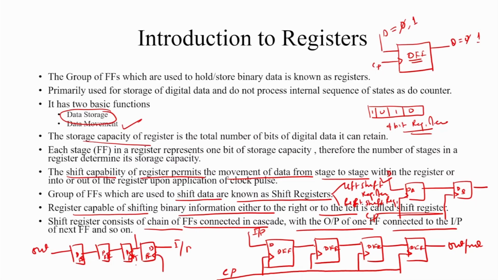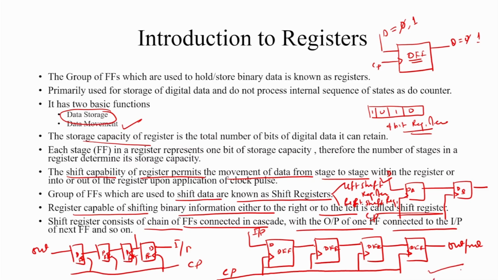This is the common clock pulse applied here, and this is simply CP. In this way, this rotates the information in the left direction, so it is known as a left shift register, and the other is known as a right shift register.